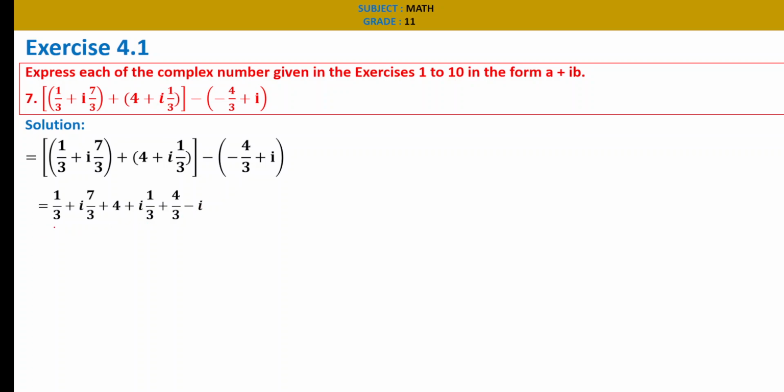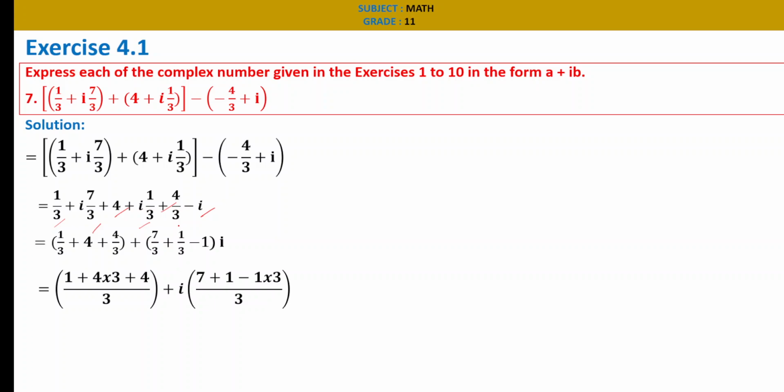Now the real parts are 1 by 3, 4 and 4 by 3. Let us write this real part separately here. Next the imaginary parts are 7 by 3, 1 by 3 and minus 1. So we are writing the real part separately and the imaginary part separately. Now we are taking the LCM for the real part, that is 3. So (1 plus 4 into 3 plus 4). For the imaginary parts also, again 7 plus 1 minus 1 into 3, divided by 3.